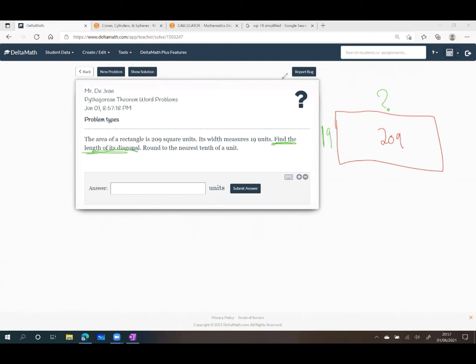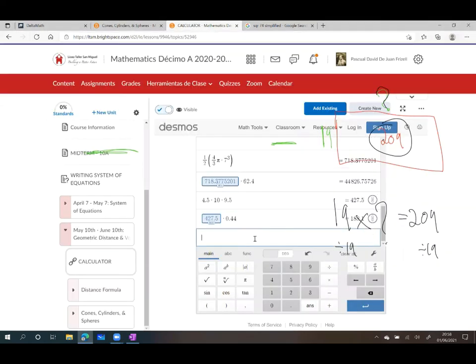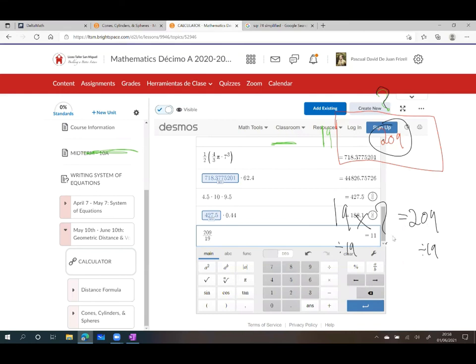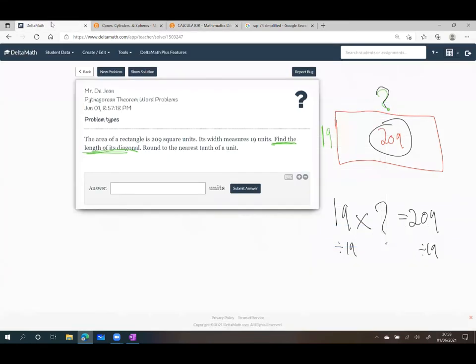Well, how did we get to the number 209? That was 19 multiplied by something equals 209. How do we find that missing length? Divide by 19. Now you have 209 divided by 19. So we can do 209 divided by 19. That's going to give us 11. So the missing length that we do not know is 11.